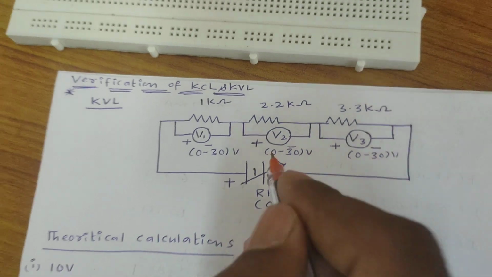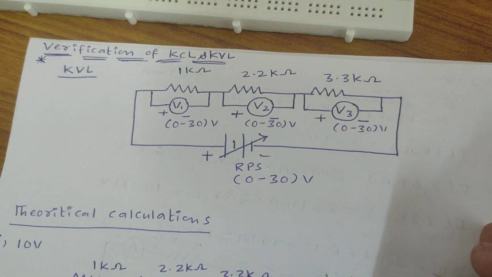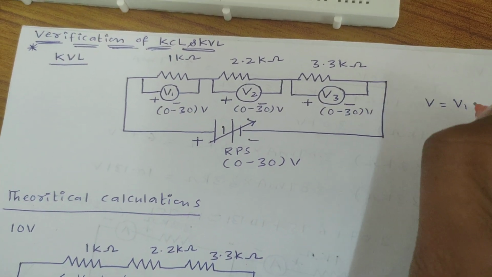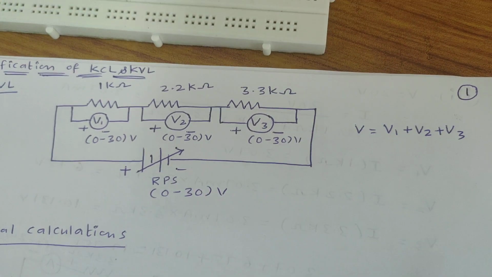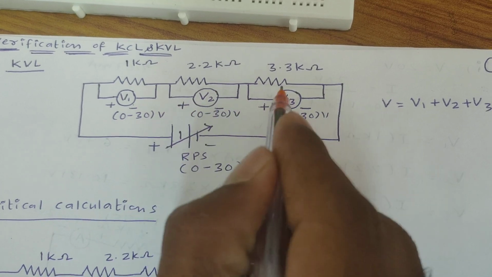Now I would like to discuss KVL. The statement of KVL is the algebraic sum of all voltages in a closed loop is equal to 0. That is, V is equal to V1 plus V2 plus V3. We need to verify this condition here. That means V is equal to V1 plus V2 plus V3.